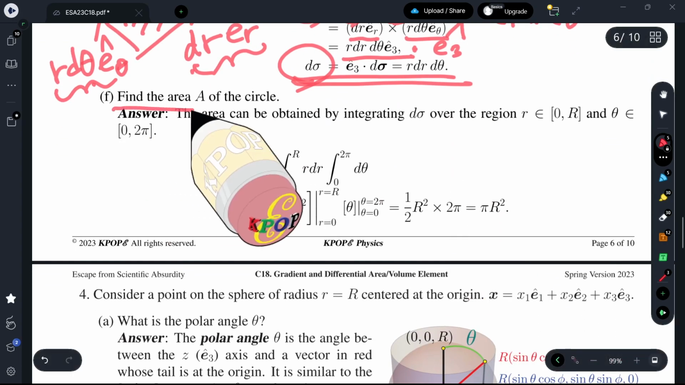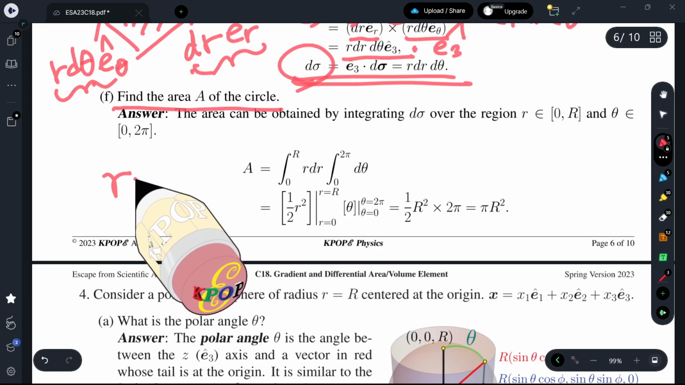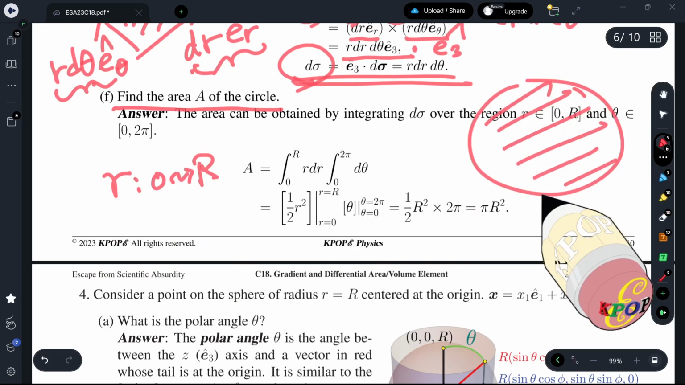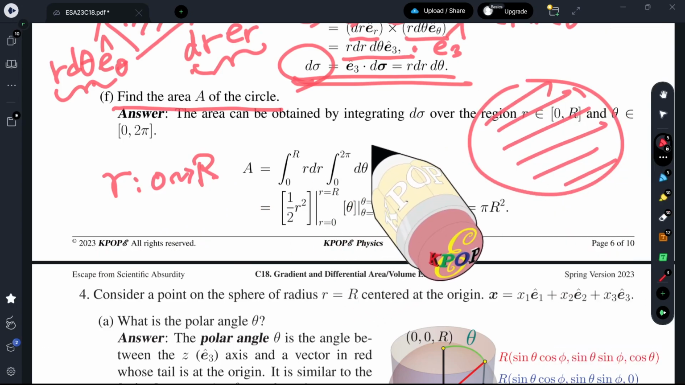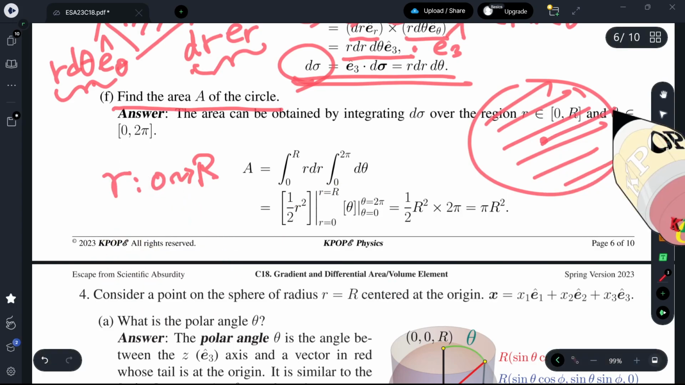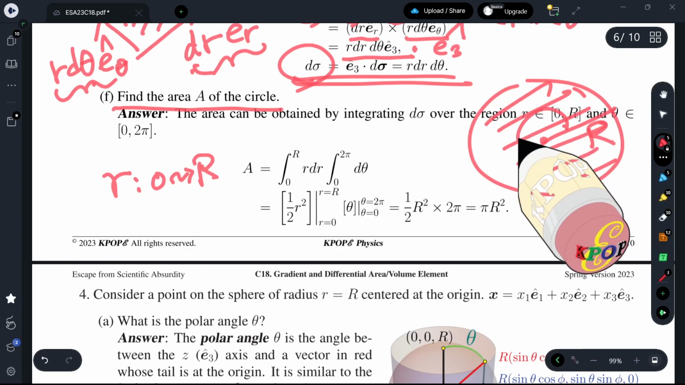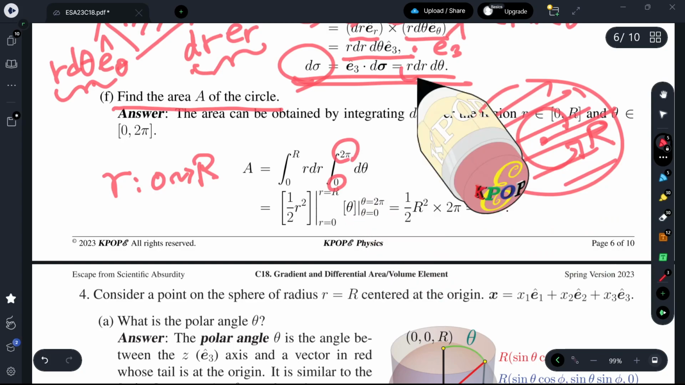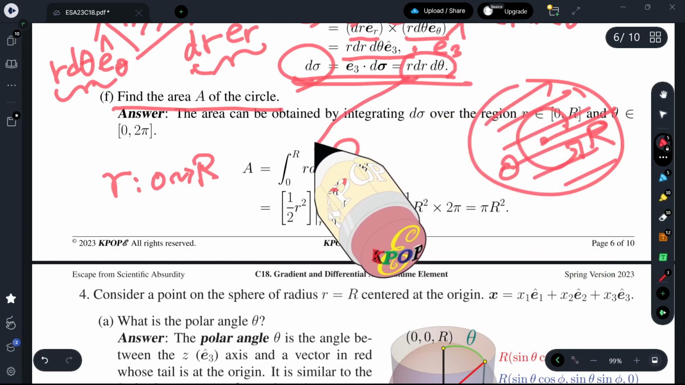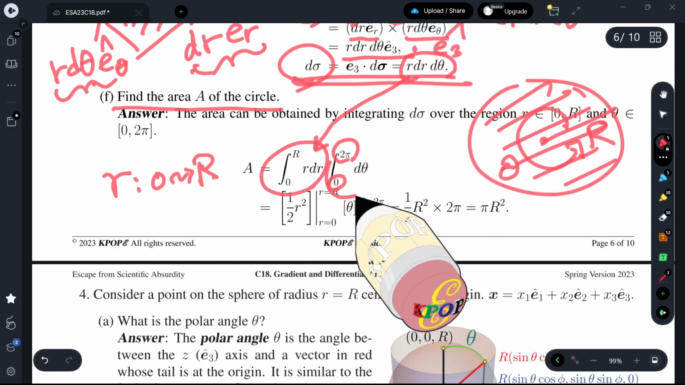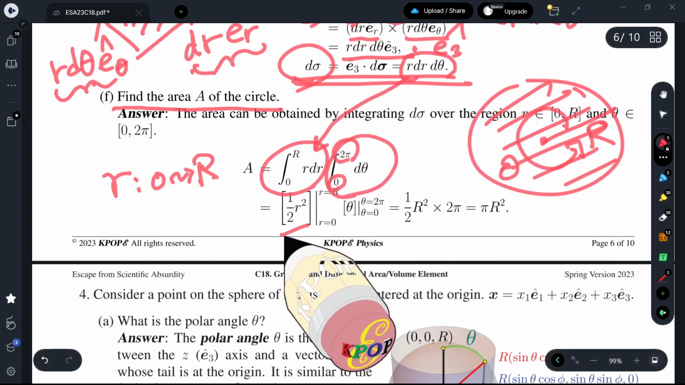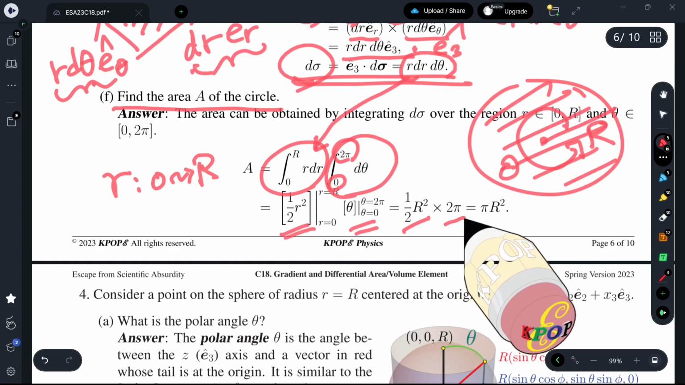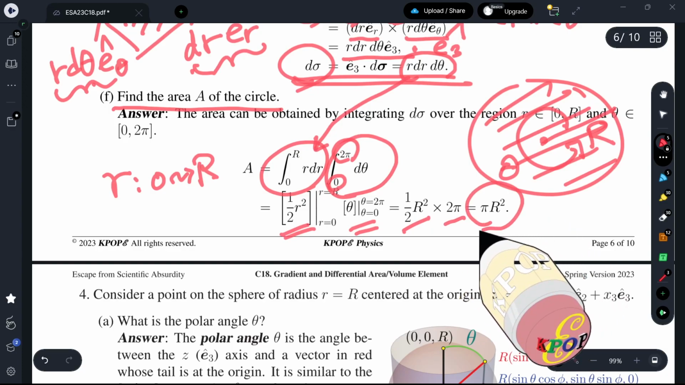Why don't we integrate over the variable r, which runs from 0 to capital R, the radius of the whole circle, and over theta, which runs from 0 to 2 pi, using the area element. Here we can carry out the two integrals. They are trivial. Finally, we arrive at the radial integral and angular integral. The result is pi r squared.